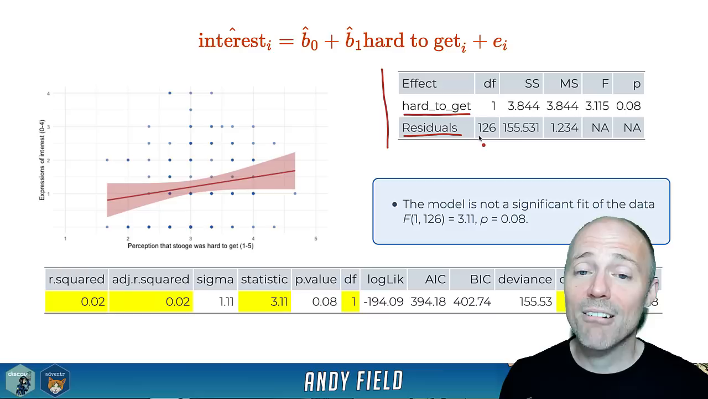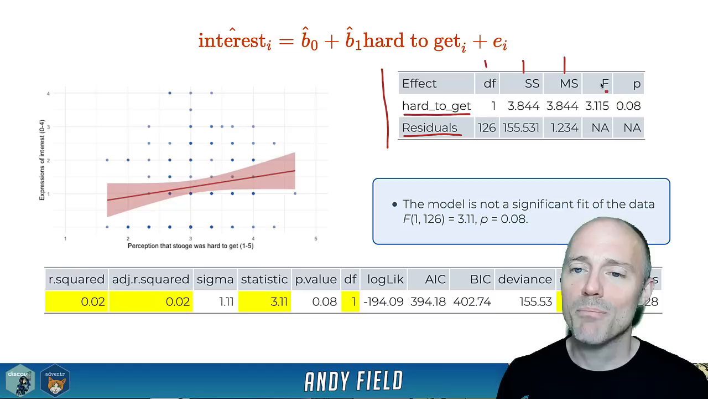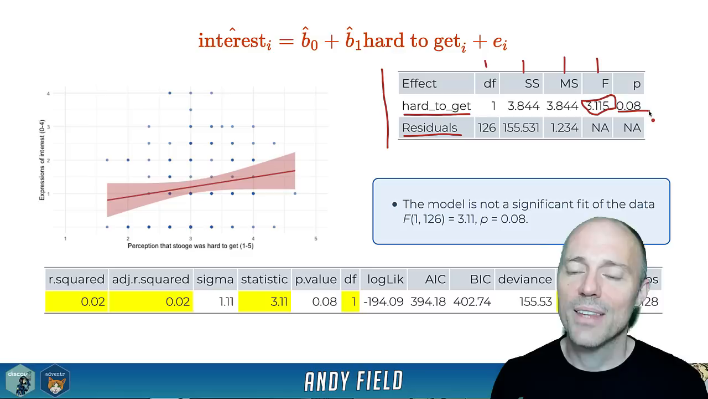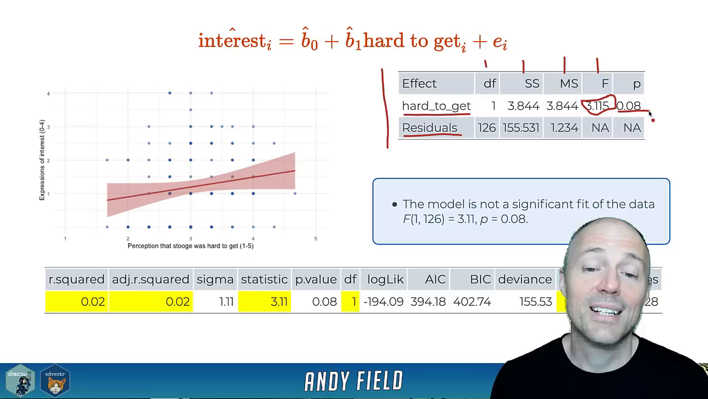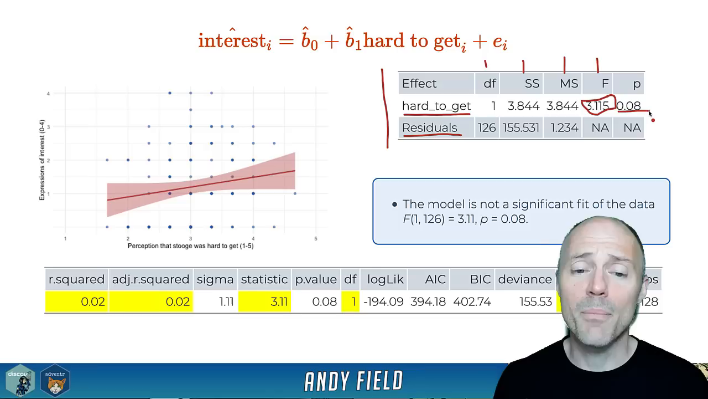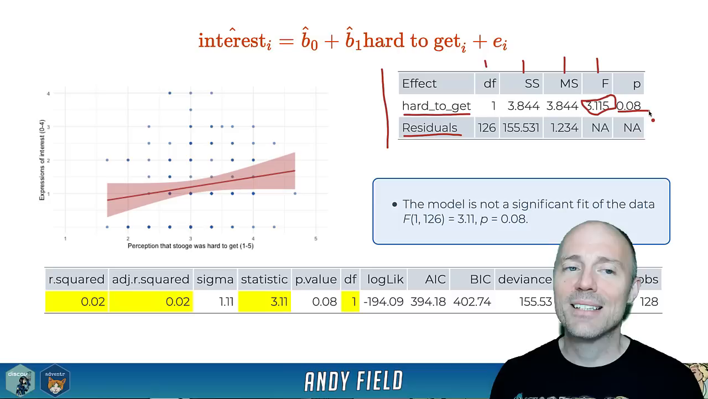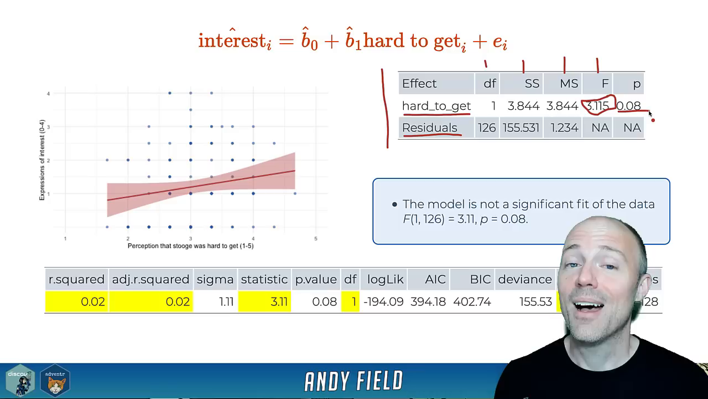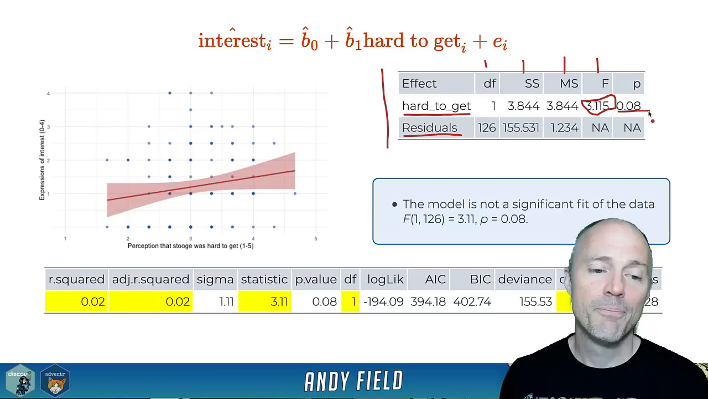So we've got degrees of freedom, sums of squares, the resulting mean squares, and eventually an F, which you can then compute a p-value for. So in this case, the model is not a significant fit of the data. I mean, it's borderline, but yeah, essentially, the model's not a significant fit. So using hard to get as a predictor of interest does not significantly improve our ability to predict expressions of romantic interest.